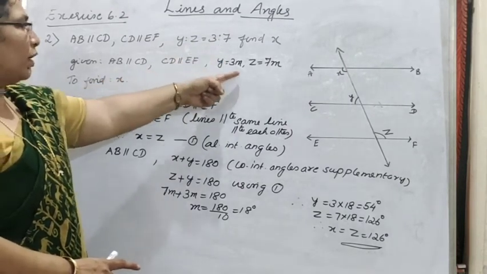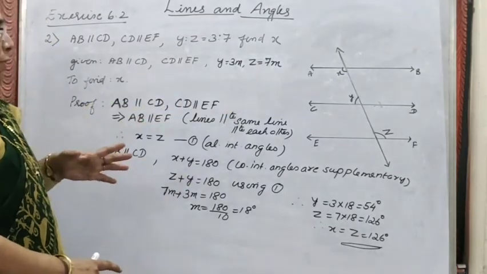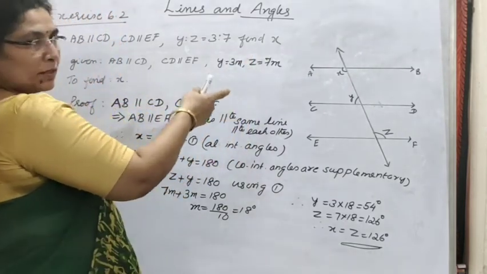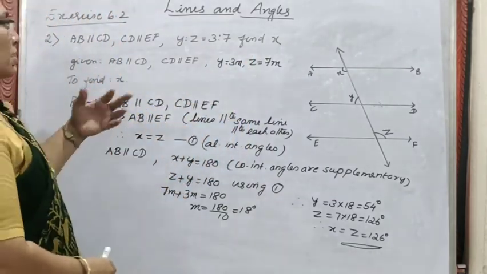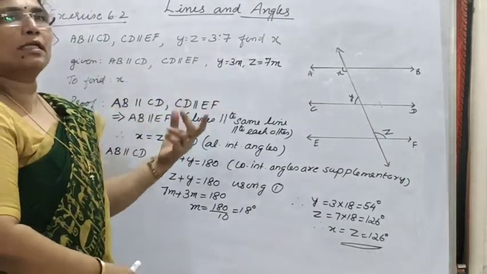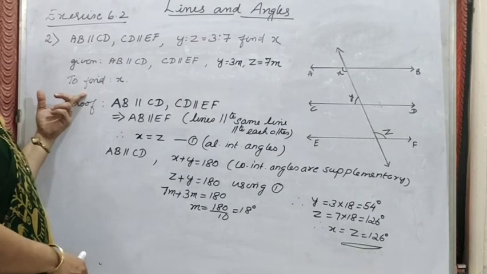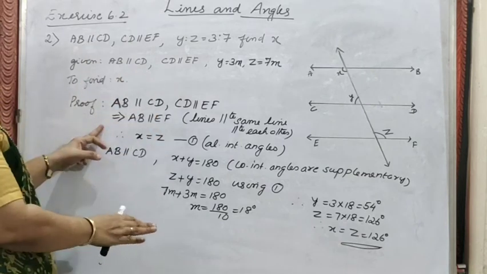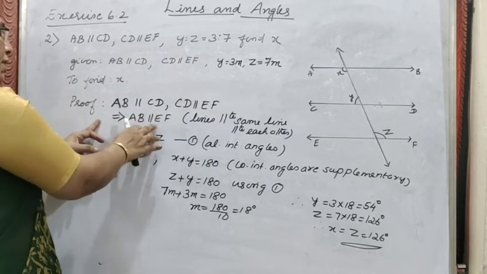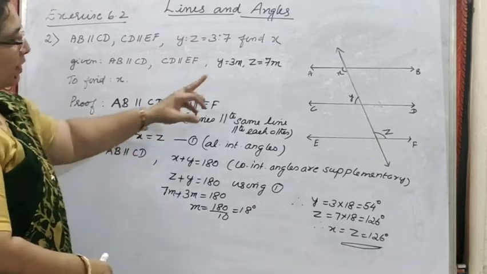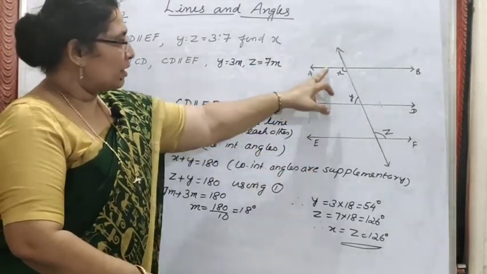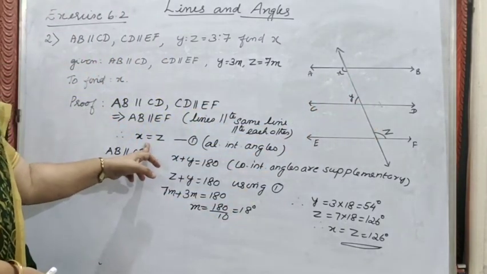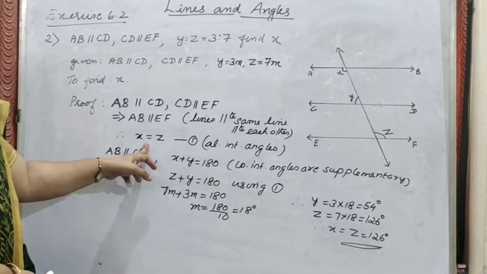So we will take Y equal to 3m and Z equal to 7m. Here already one X is there, so don't write X again, you will get confused. That X only will conclude the answer. Now the first step I already explained to you, AB parallel to EF, that means all the three lines are parallel. If all the three lines are parallel, AB and EF, the first and the last line, you consider these two lines are parallel, which means X and Z are alternate interior angles. So I'll write here X equal to Z, alternate interior angles.